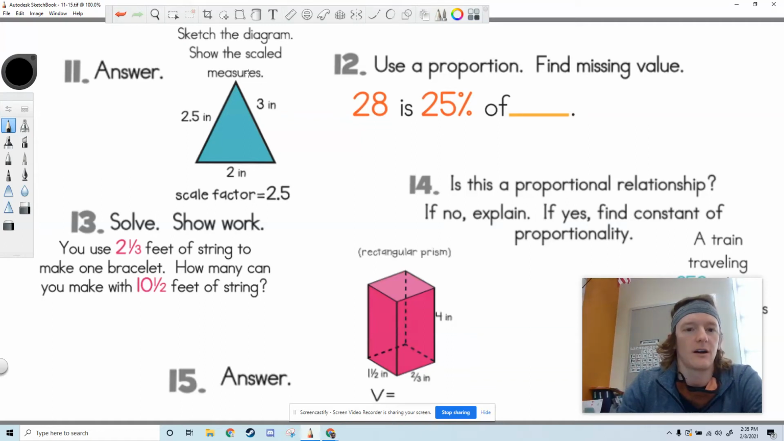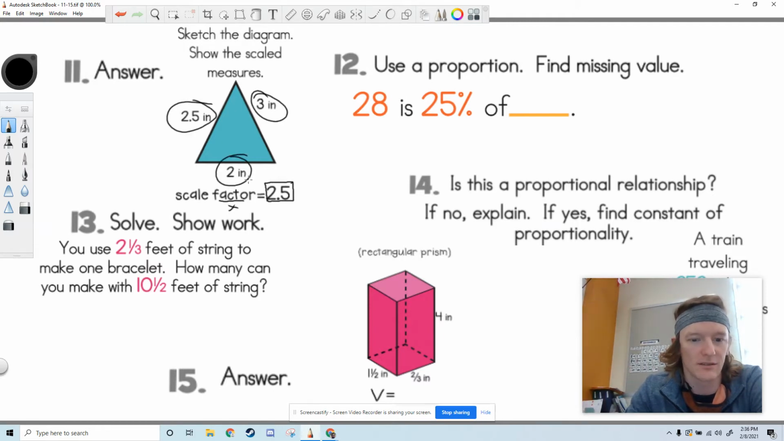Number 11, I'd like you to sketch this triangle. Show the scaled measures. This is what we're doing literally in class this week. Scale factor is 2.5, which means all of these numbers are going to be multiplied by 2.5. So multiply this number, and this number by 2.5 because this is just a smaller version of our actual triangle. We didn't have enough room on our paper, so we drew a scaled drawing instead.